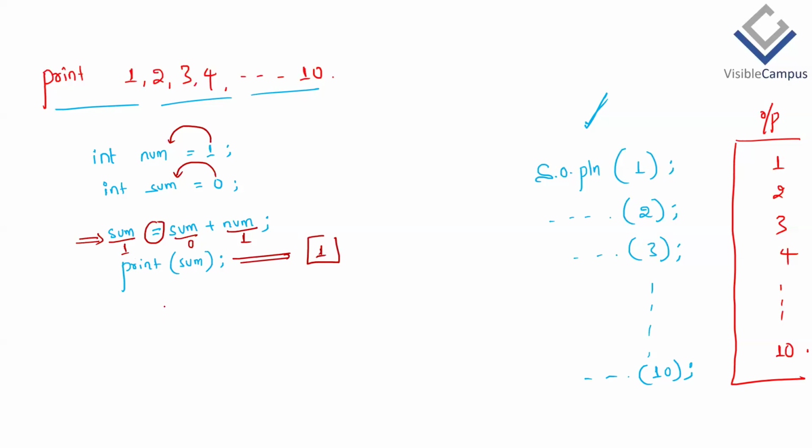The next line, to the current latest value of sum, again add the number and assign it back to sum, and then print sum. I mean, it's a System.out.println. Then again print sum. Now tell me, what is the output of this line?